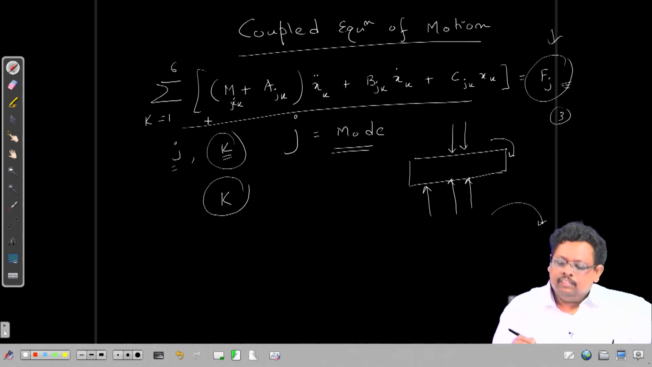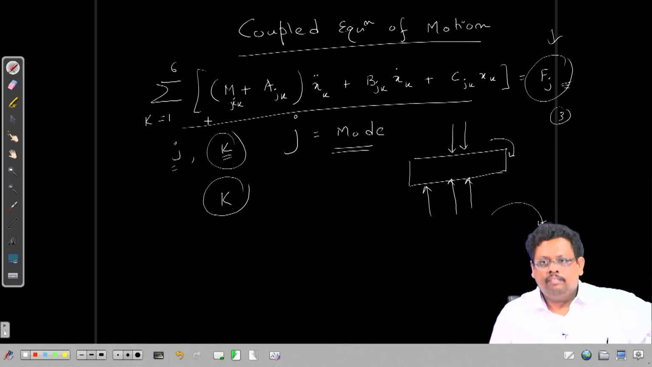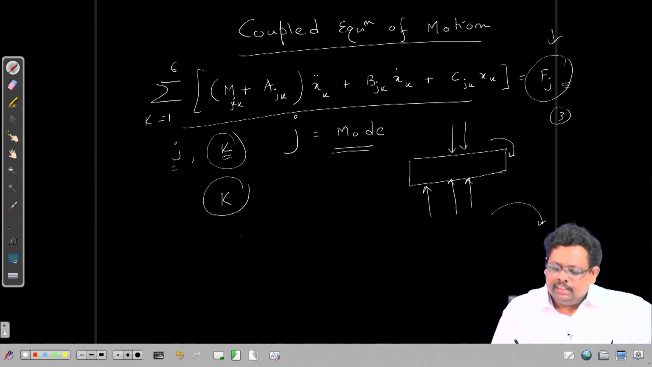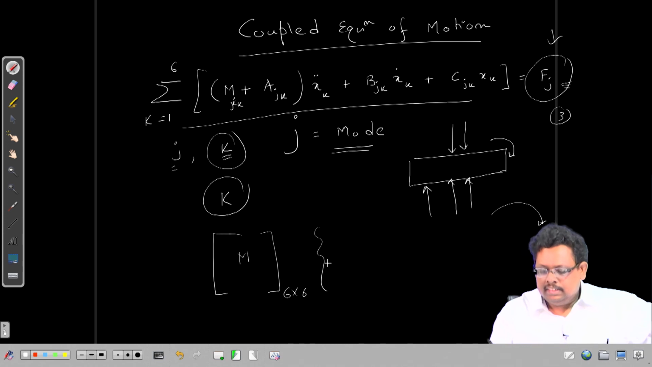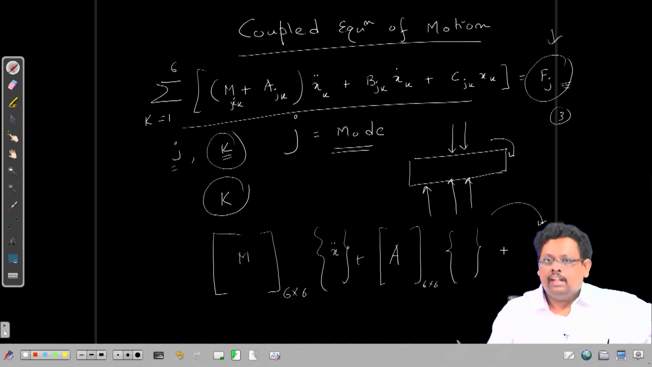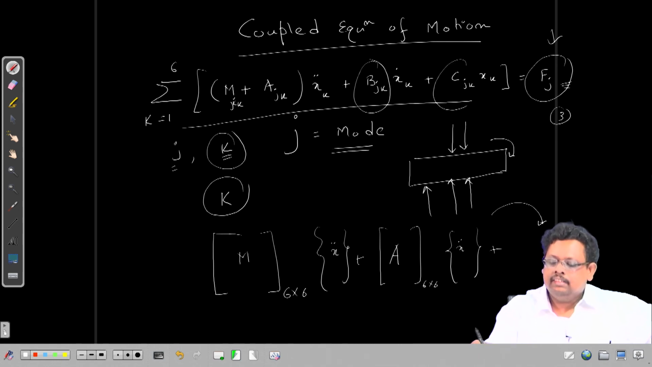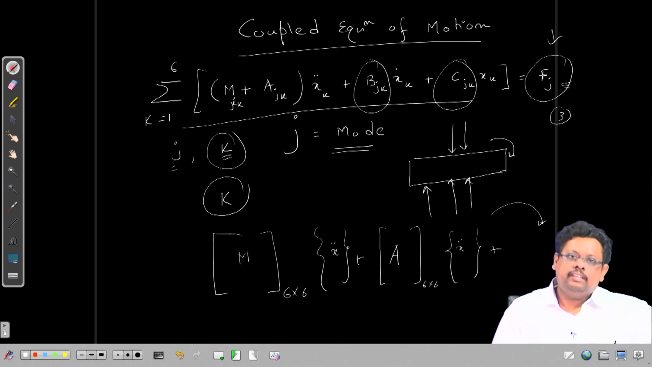Now see, if you write this in matrix form, it should be something like this. You can have M, a 6 cross 6 matrix, with respect to x double dot, and also the matrix A, also a 6 cross 6 matrix, with this again x double dot, and then you can have B also a 6 cross 6 matrix, and C also a 6 cross 6 matrix, and then of course the force on the right hand side.